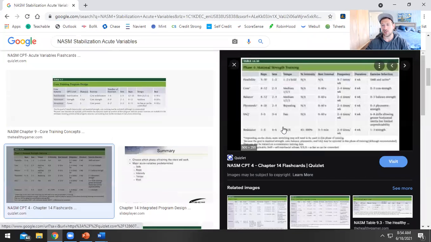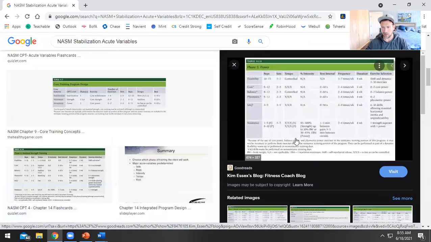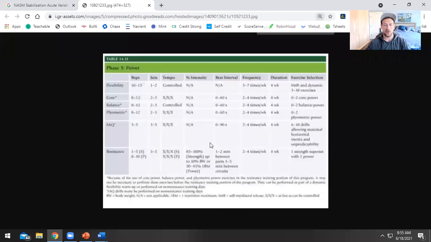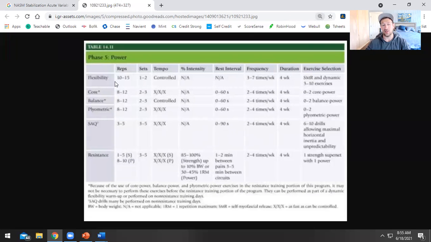So here's the max strength table, right? Here's the power table. Your power table's got all these rules. For your flexibility, here's how many repetitions you should be doing. Here's how many sets, right? Here's the intensity of the lift, which, it's a flexibility exercise, so it doesn't have intensity. And then your rest interval, again, it's flexibility, so it doesn't really have a rest interval.